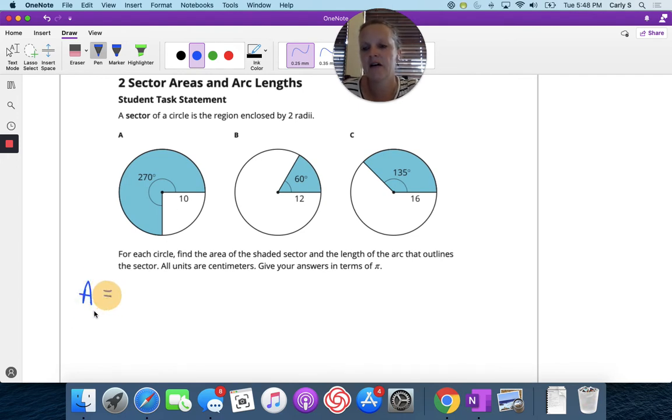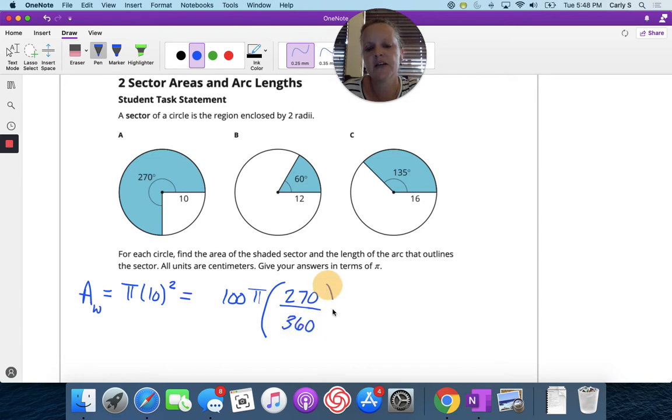I'm going to do the area of the whole. That is pi r squared. So that's 100 pi, but that's for the whole circle. Now, I only want a part of the circle. So how do I do that? Well, I want to set up a ratio. I want to do a portion of the circle. And since a whole circle is 360 degrees, and the portion that's shaded is 270 degrees, that's how I'm going to multiply that.